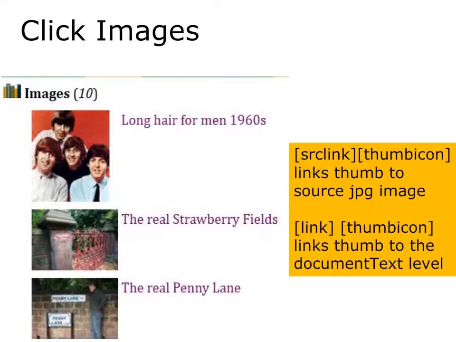Now that we've sorted out the audio ones, let's take a look at the images. If we go back to our browse by format index and click on images, we see we have two columns: the thumbnail of the source file and the title of the image. If you click on the thumbnail, what does it do? By default, it will display the larger image. Not particularly useful. Source link is the variable that does that. If we replace source link with just link, what it's going to go to is the document text level.